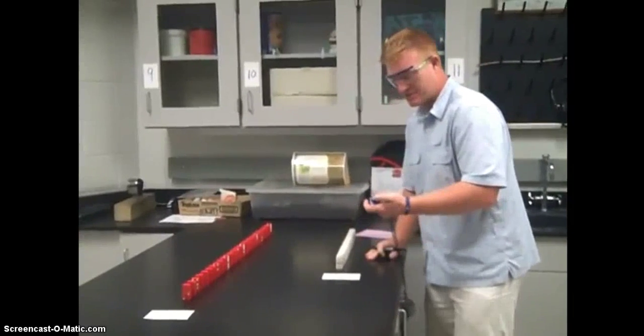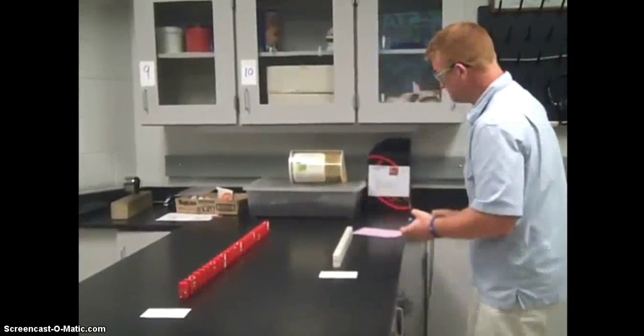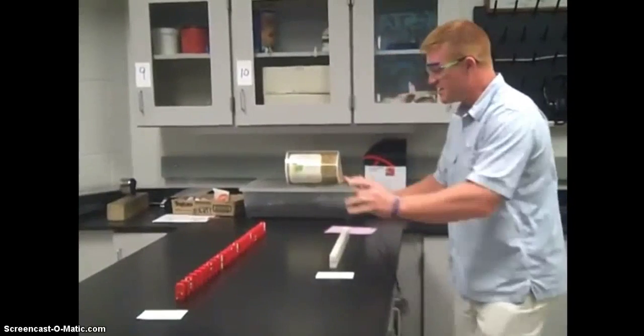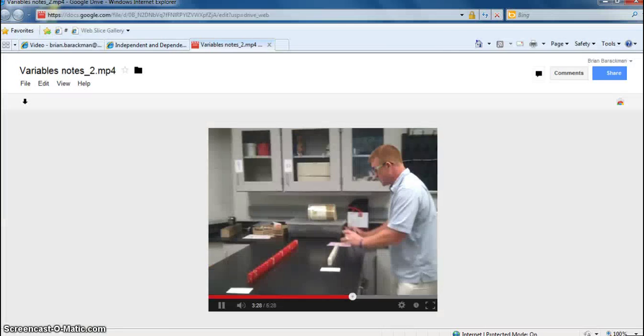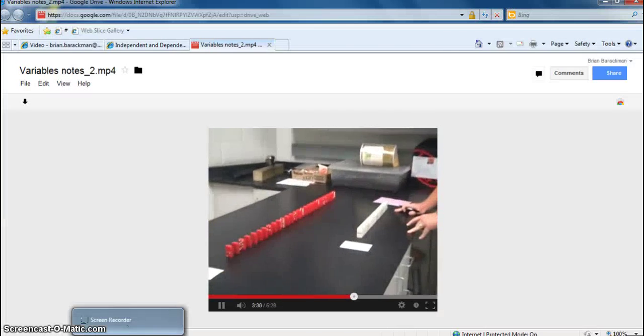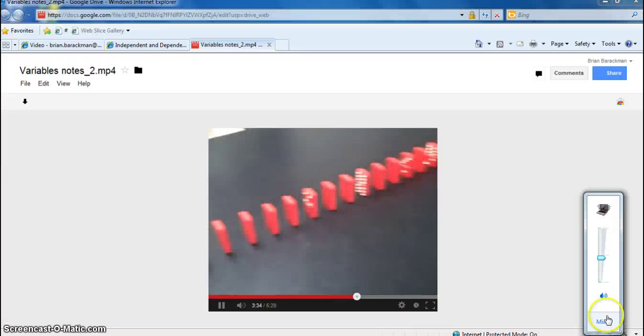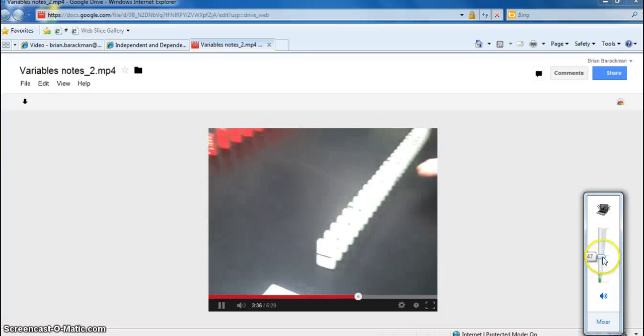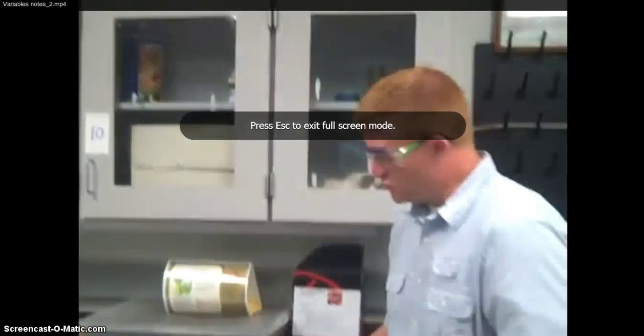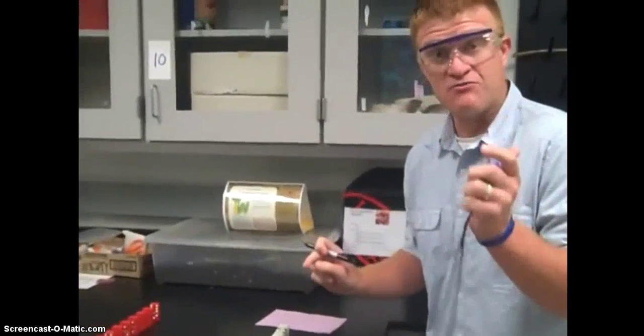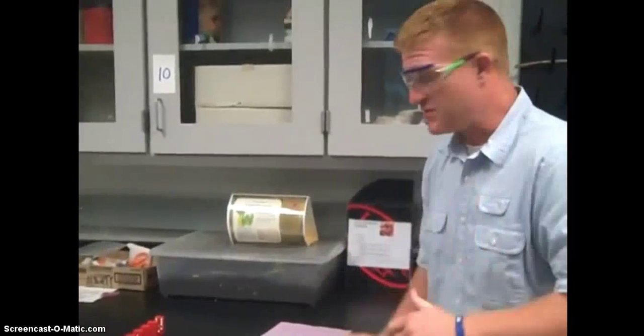I love this experiment. So what I've got set up here is dominoes that are 2 centimeters apart and dominoes that are 4 centimeters apart. The red ones are 4, the white ones are 2. And I'm going to do the old trick of knocking them over and recording the time that it takes for them all to fall.